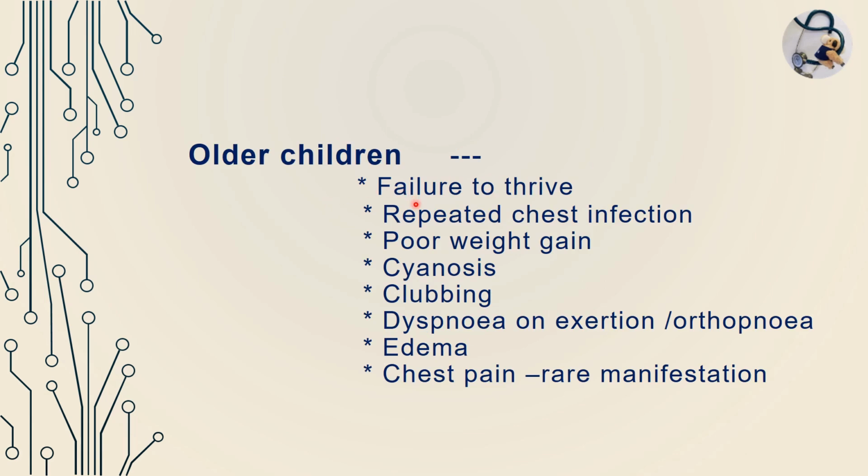Whereas in older children beyond the neonatal period, they may present with failure to thrive. So this is not gaining, persistently not gaining weight. And the child may have repeated chest infection. There is poor weight gain. There might be cyanosis, there might be clubbing, dyspnea on exertion, orthopnea, that is difficulty in breathing. Child may have edema and some may complain of chest pain, though chest pain is a rare manifestation in children. So if you find these clinical features, you have to suspect maybe this child is having congenital heart disease and then you have to further investigate this child.